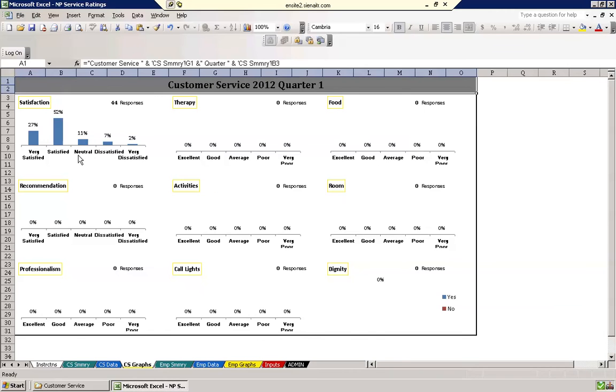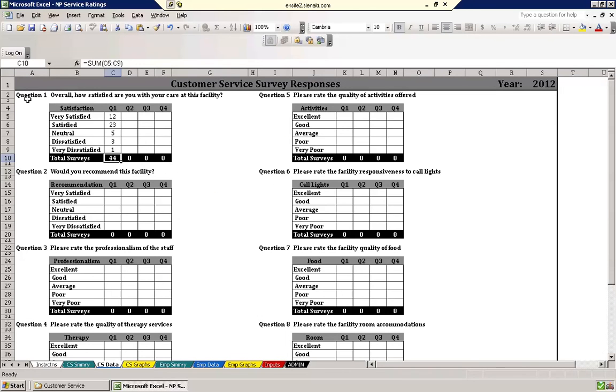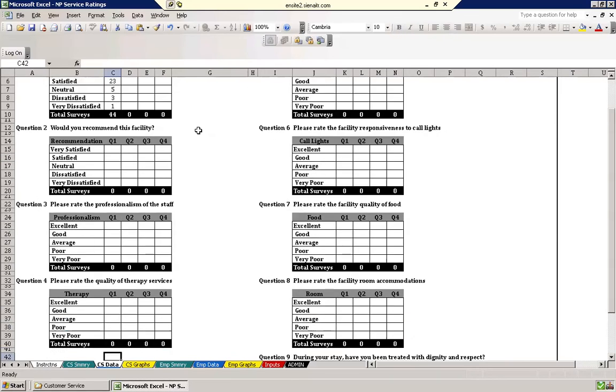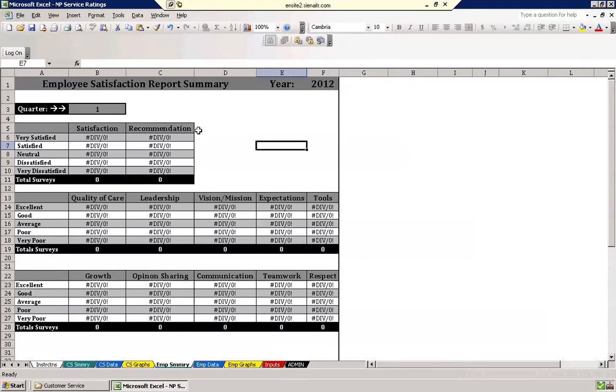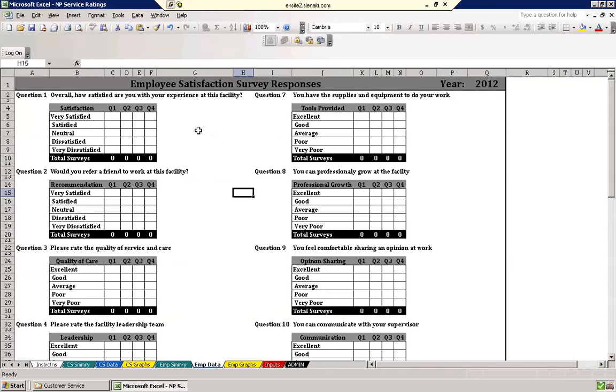So the same thing happens for all of the other questions. Here's the question up top, and then the little grid. Raw numbers entered into the little grid, and it shows up as a percentage. All of the questions are here. They're the same exact questions as those that Michael Munson asks. So that's for customer service. Then we have the same thing. We have an employee satisfaction report summary, and then employee data. Very similar to what we saw before with customer service, but the questions are different.